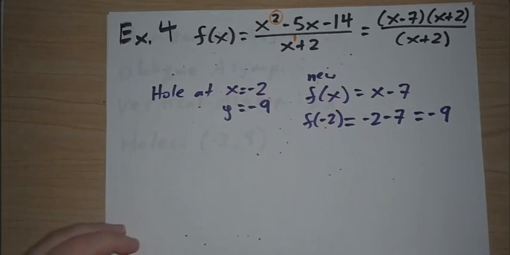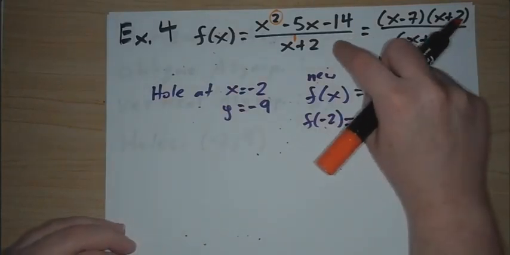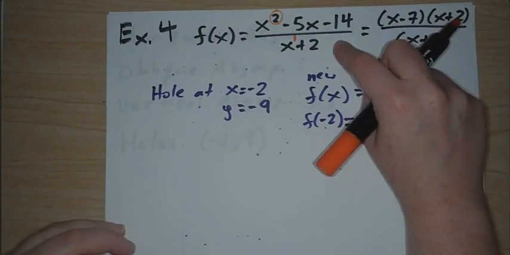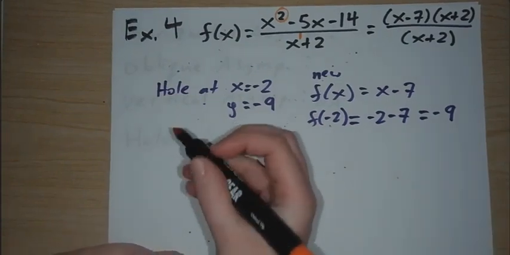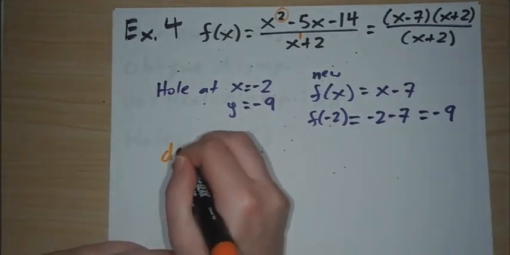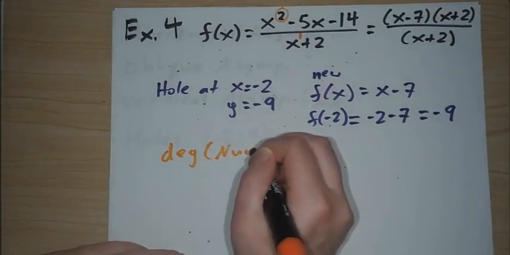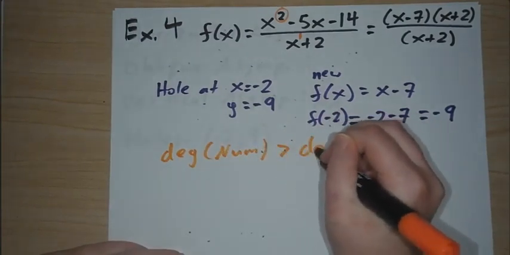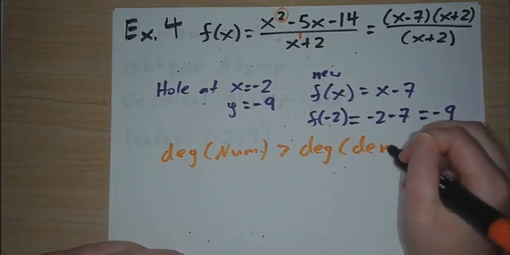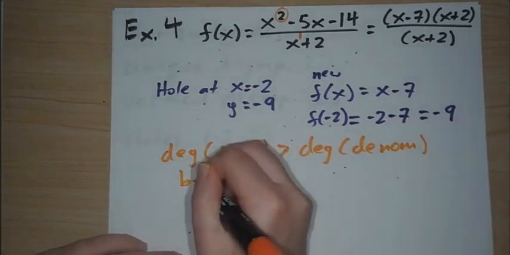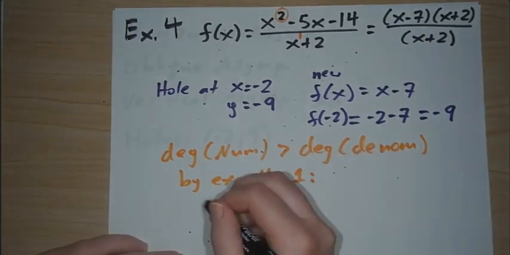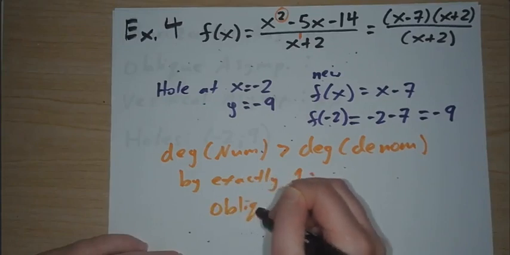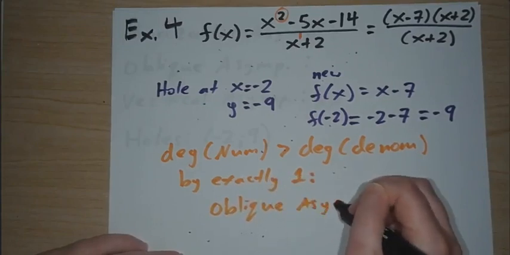So we have a case where the degree of the numerator is greater than the degree of the denominator, and it's by exactly 1, which means that we have an oblique asymptote. So writing that rule as follows: the degree of the numerator is greater than the degree of the denominator by exactly 1, we have an oblique asymptote.